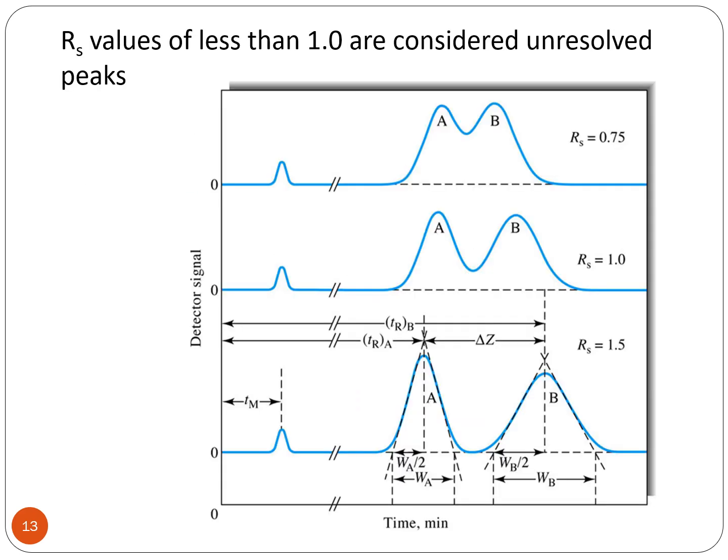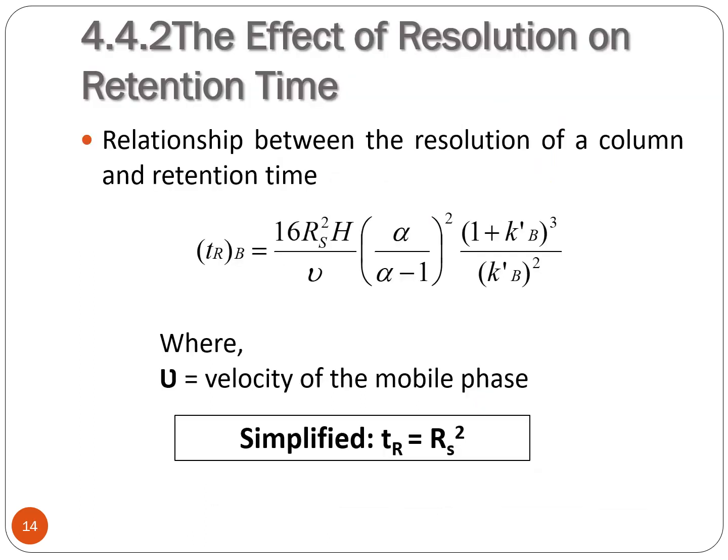Okay, so resolution values of less than 1 are considered unresolved peaks. Okay, macam mana unresolved peak? Macam ni lah. Dia tak well separated. Okay, dia ni hampir nak well separated but not. Okay, so kalau Rs dia adalah 1.5 dan the peak is well separated.